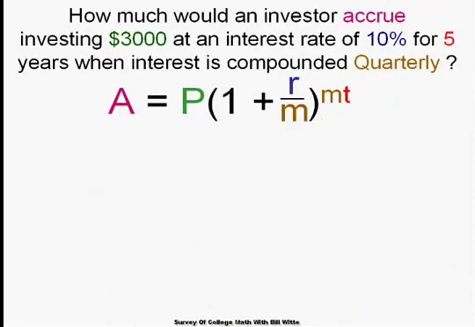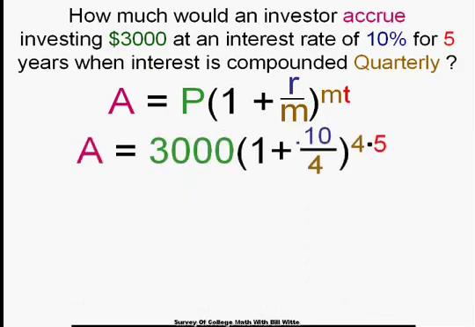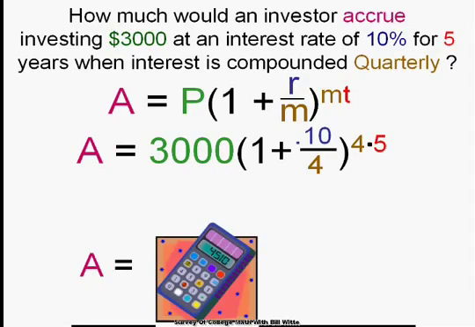Do that again. Let's do another one. How much would an investor accrue investing $3,000, this is a one-shot deal, at an interest rate of 10% for 5 years, when this time we're going to be compounded quarterly? That's another common one. Things are compounded quarterly. Of course, the magic number there is 4. We put all our magic numbers in. 3,000 for the principal, 0.10 for the interest rate, and 4 for the M, and 5 for the time. Get out your calculator. Get busy.